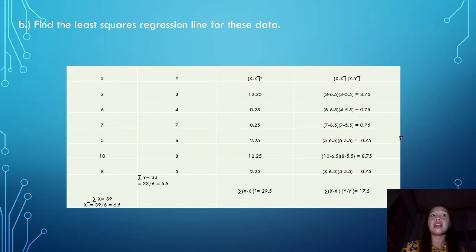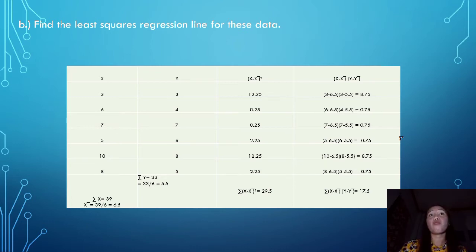To sum up the summation of the x, we add the data in the x variable and divide it by 6. So the mean of x is 6.5. The same goes for the y variable. We add all this data and divide it by 6, and we come up with 5.5.